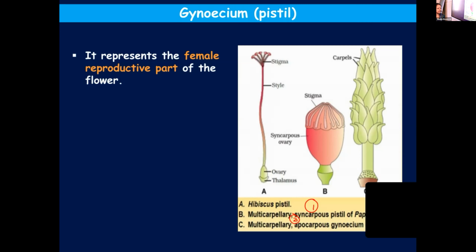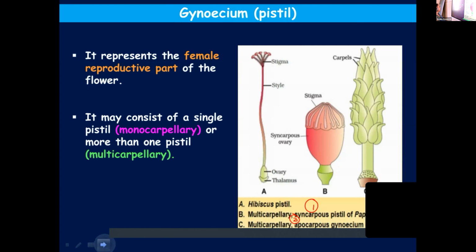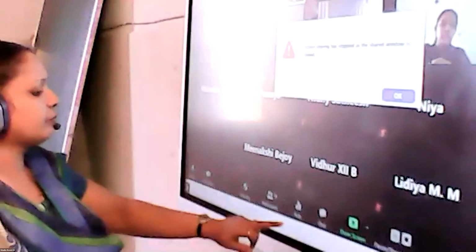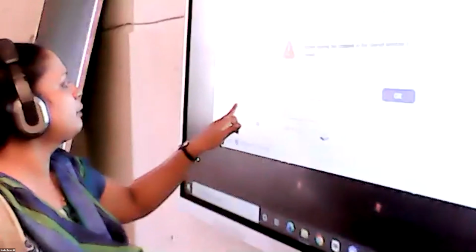And these are the examples. Examples also you should know. The examples are given only in the figure. I think in the theory part it is not explained. But as I told you, all the footnotes of the diagrams you should be thorough with. I have given the same diagram which is there in your textbook. So hibiscus is the example for monocarpellary.